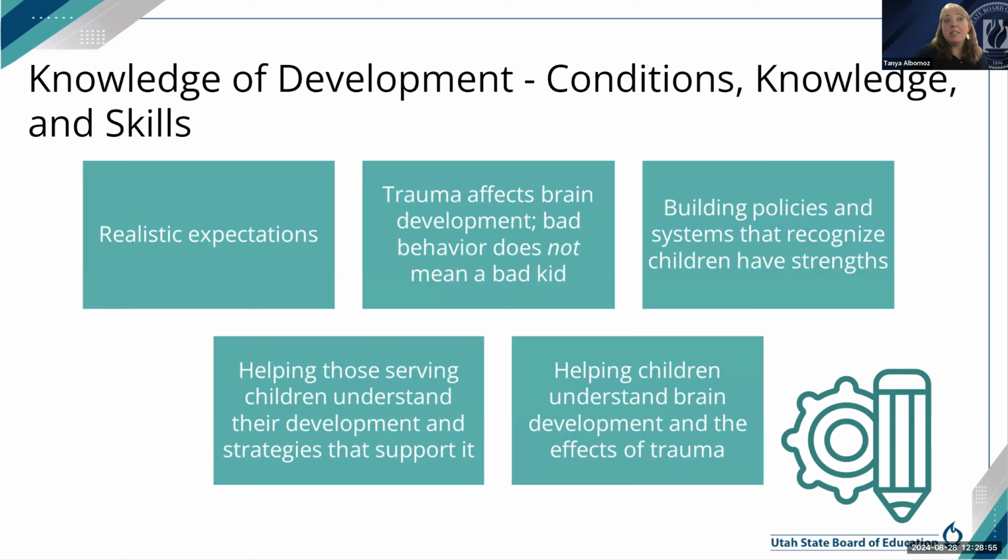These are the conditions, knowledge, and skills that come along with building a knowledge of development. So we're talking about creating realistic expectations for students, helping students understand their own brain development and the effects of trauma, helping those serving children, so your staff, understand the developmental needs and strategies that support those students, how trauma affects brain development, and that bad behavior does not equal a bad kid, right? So that's a huge thing. And then building policies and systems that recognize that children have strengths, not just deficits. So we already talked about being asset-based and strength-based.